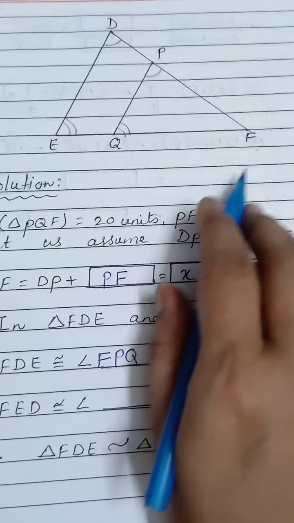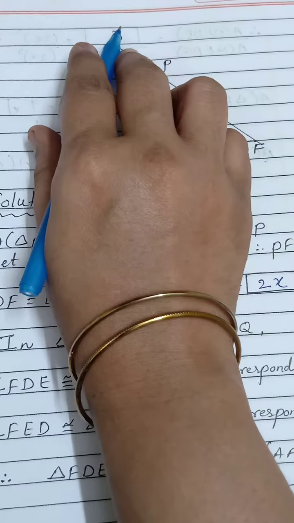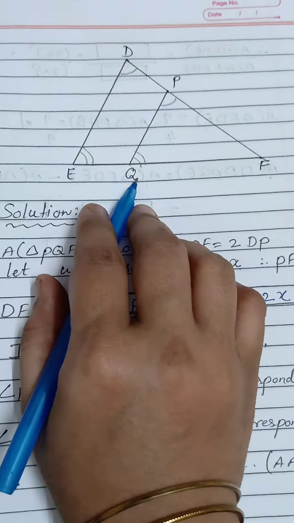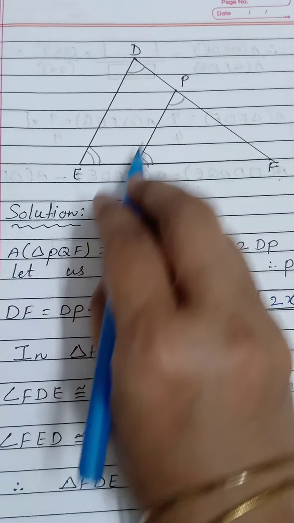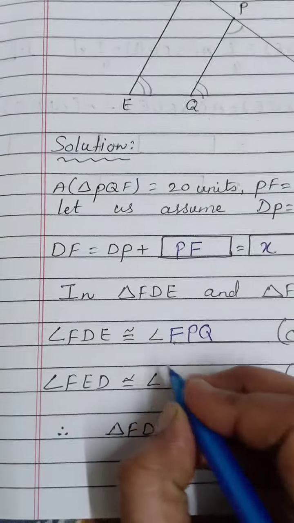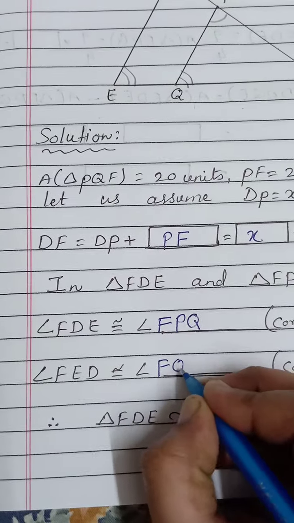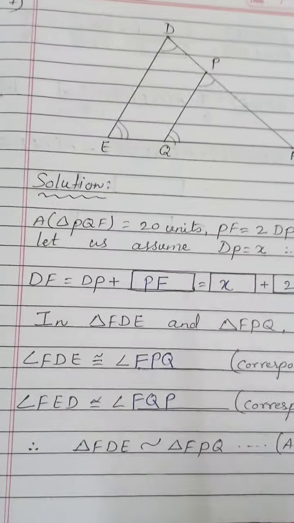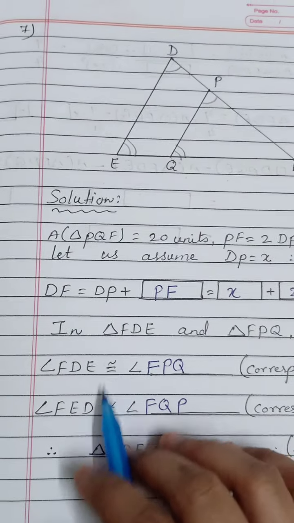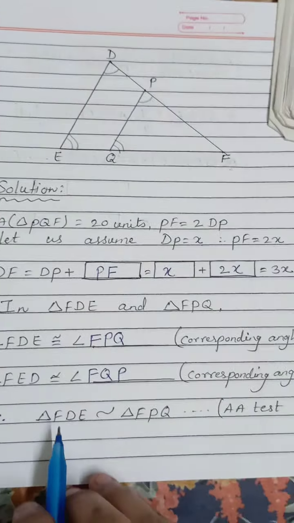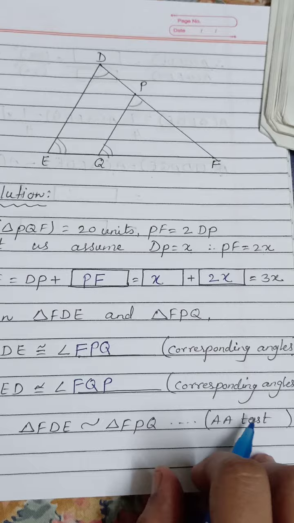The next is angle FED. So angle E is congruent to angle Q. So it will be FQP. So I will write here angle FQP. Again it is a corresponding angle. So we have got here two pairs of congruent angles. Therefore both the triangles will be similar by the AA test.